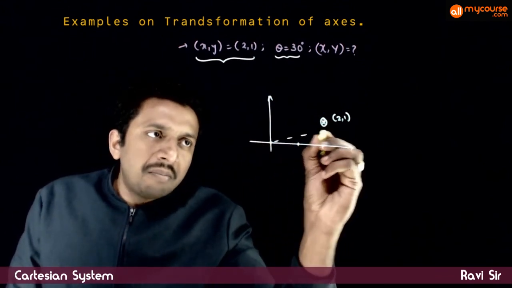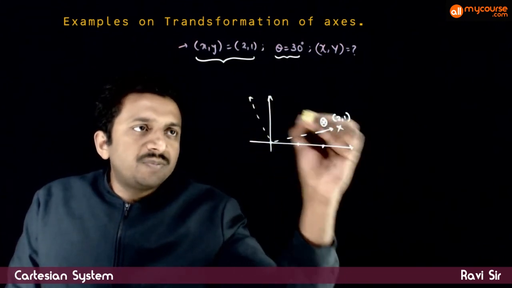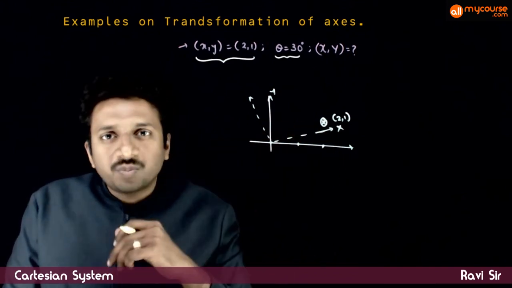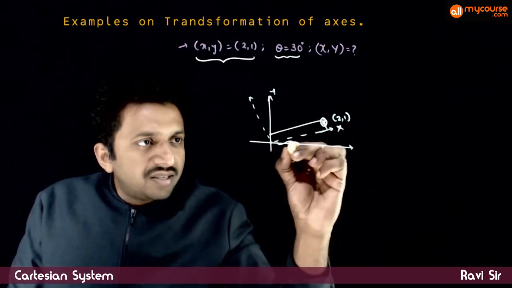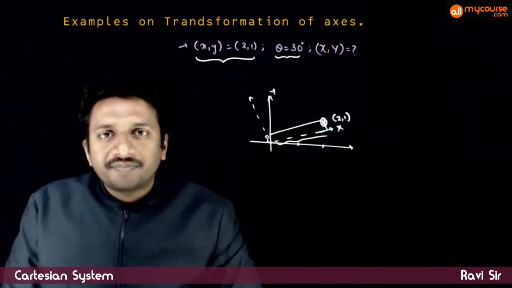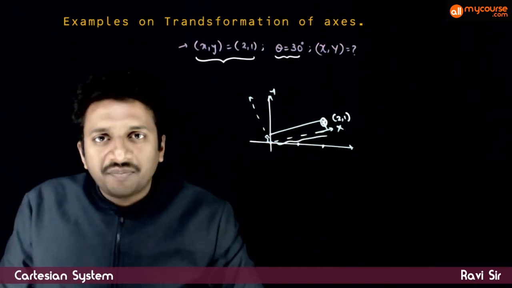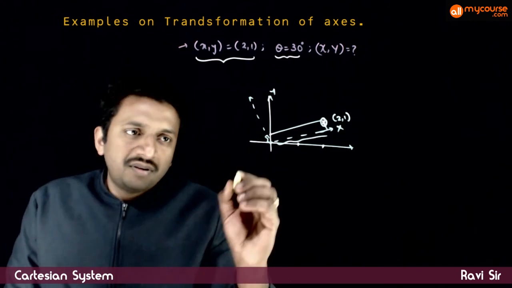The axis might go something like this. So with respect to these new axes, what are the coordinates of this point? That is, you're asked to find this distance and this distance. So this is capital X and this is capital Y. We can directly do this using our formulas.